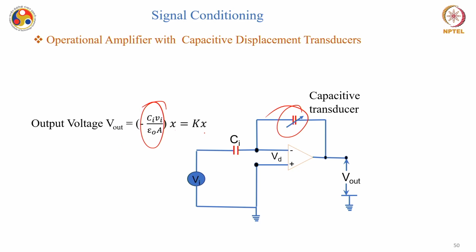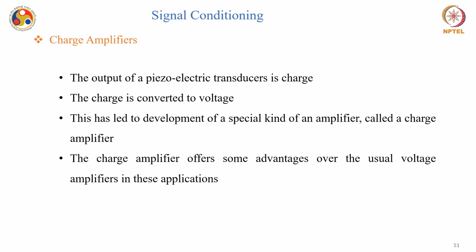Okay, so this is a capacitive transducer, say for example for displacement measurement, and with the change in X, this V out is changing because this capacitor value is changing. Okay. So you can also use it for different purposes, like for developing charge amplifiers.